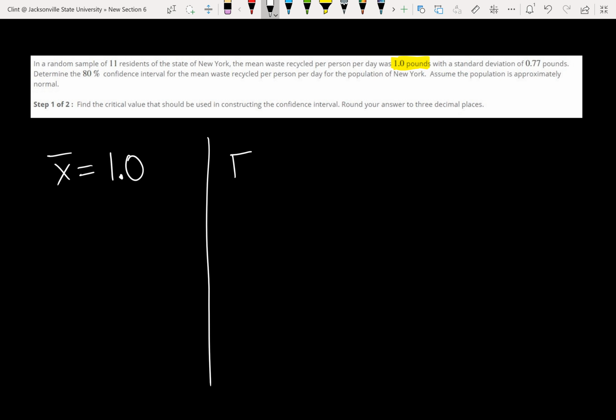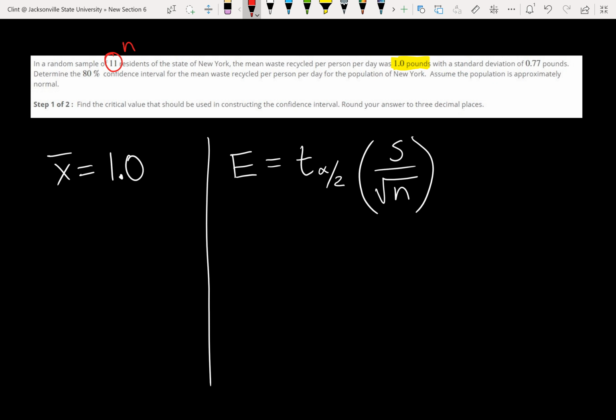So then the thing we need to make our interval estimate is a margin of error. We need a critical T value, sample standard deviation, and the sample size. We can get 2 of those from the problem. Our sample size is 11 residents. Our sample standard deviation is 0.77. The other information we need to be able to figure out our critical T value is degrees of freedom. And then the area in the tail.